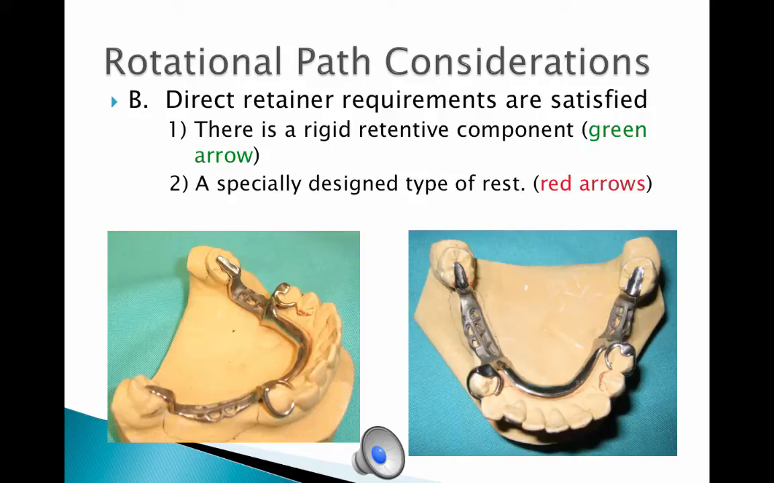The direct retainer requirements are satisfied through incorporation of a rigid retentive component, indicated by the green arrow on the guide plate, in conjunction with a specially designed type of rest, which is the long occlusal rest.